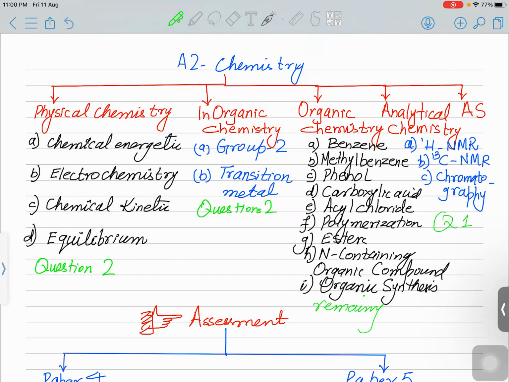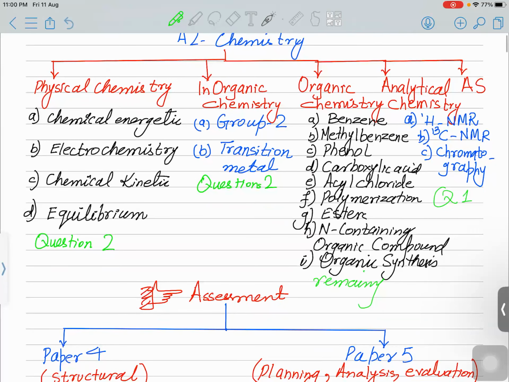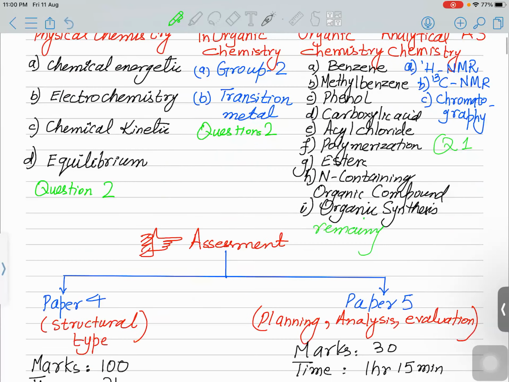Fahim, are you getting my point? Yes sir. You will keep the syllabus in this order: first physical, then inorganic, and then organic. Exactly, first physical, then inorganic, and then organic, right? Maybe I will take physical first and then organic. Okay? Okay sir.